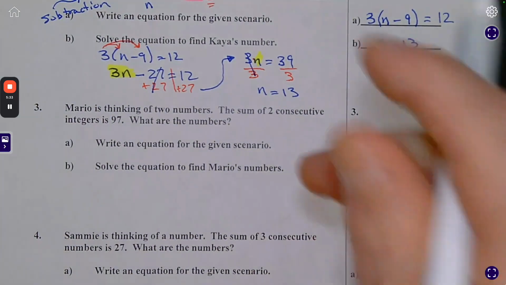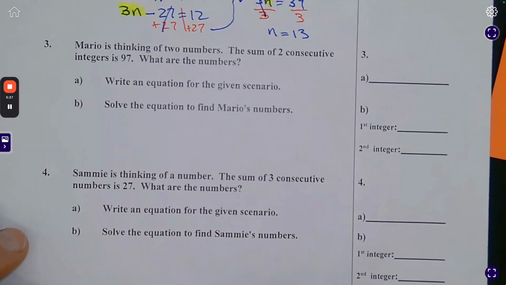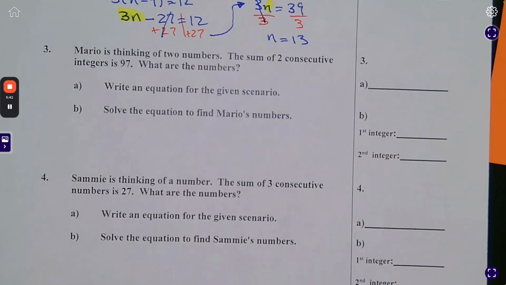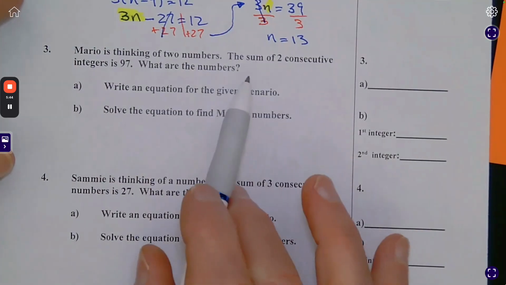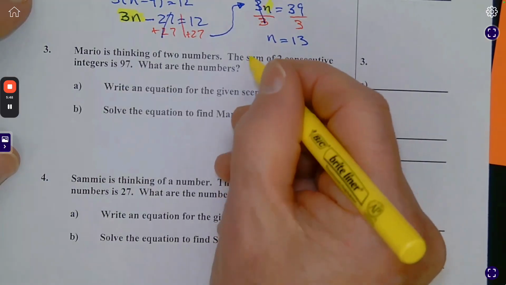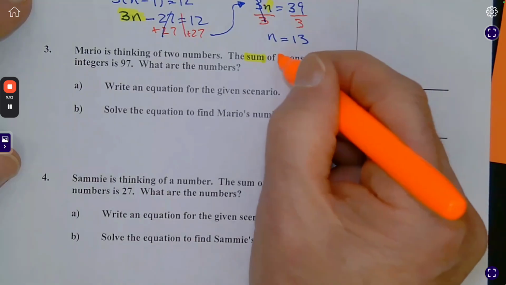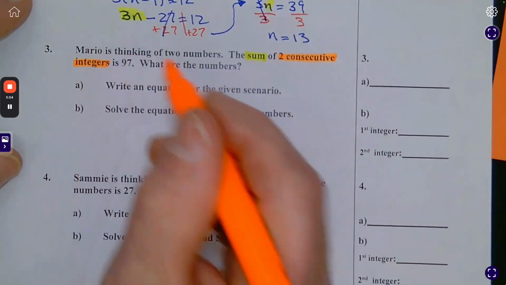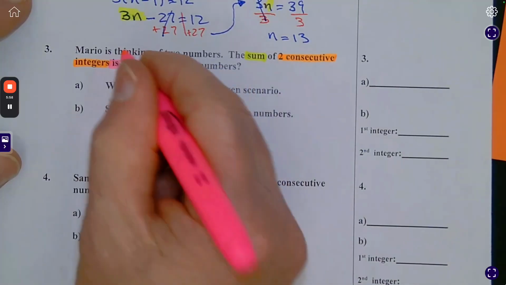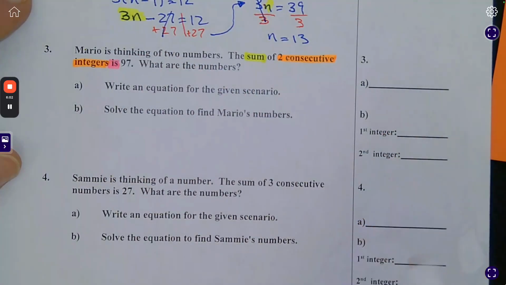All right, let's do the next one. Oh, good old Mario. He's a good guy, that Mario. Mario is thinking of 2 numbers. Oh, not just 1, but 2. Oh, and here's the sum of 2 consecutive integers. Okay, so there's a word sum. That's important. And then there's this thing called 2 consecutive integers. And then there's that wonderful word is. And then there's that 97. So I know I'm going to equal 97.